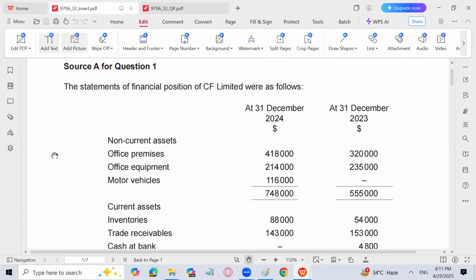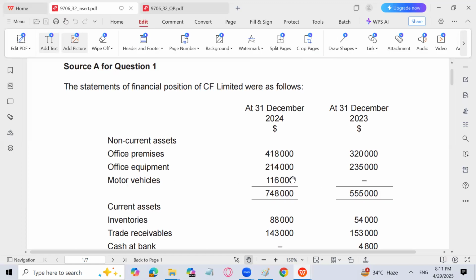Source A for question 1. The statement of financial position of CF Limited were as follows, at 31st December 2023 and at 31st December 2024. Both years are given. Non-current assets are given. Office premises 3,20,000 at the start and at the end are also given. Office equipment is given.